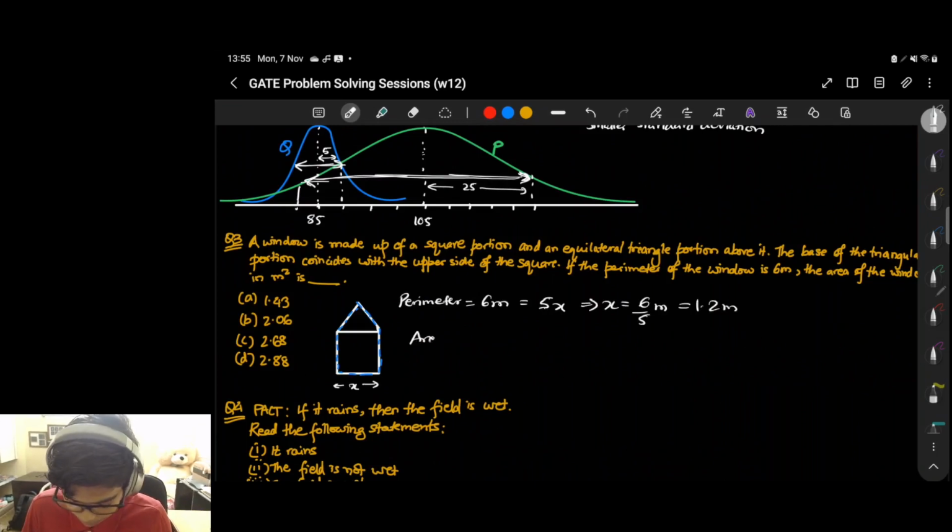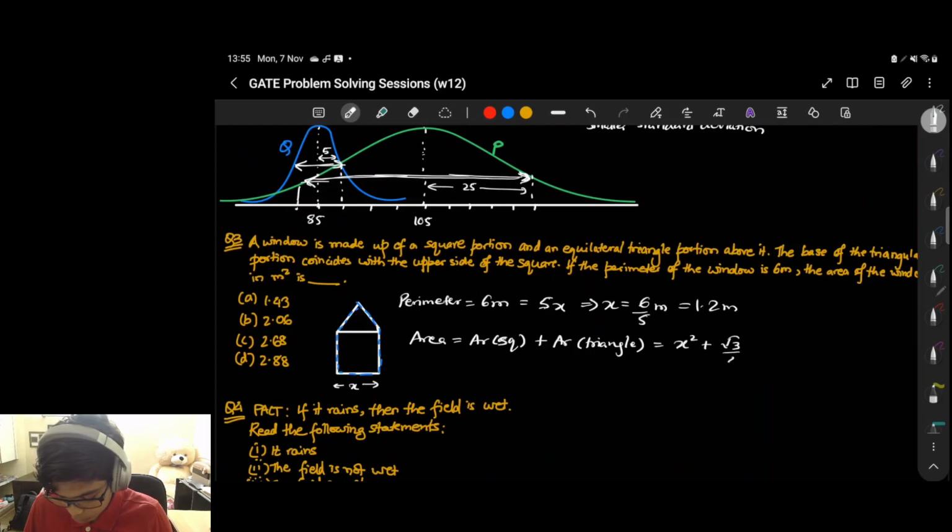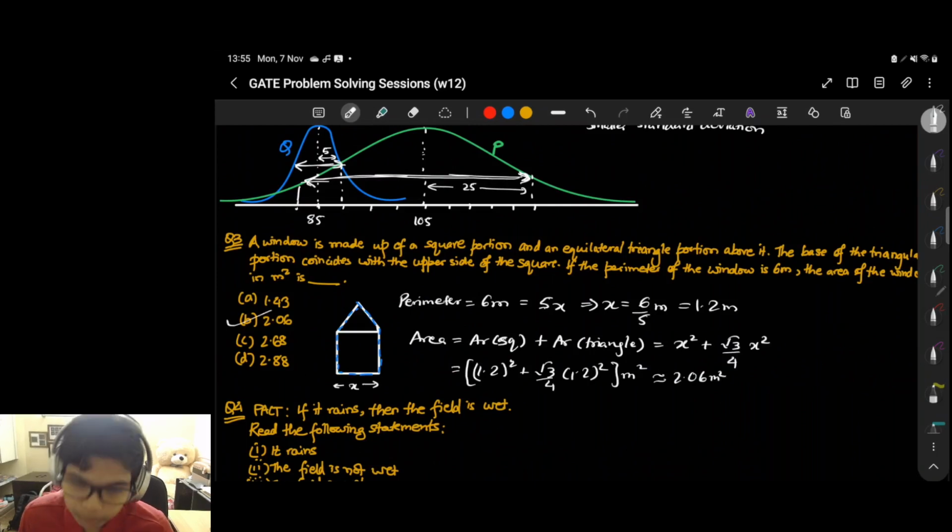So the area is the area of the square plus the area of the triangle. The area of the square is x squared, and the area of an equilateral triangle is root 3 by 4 x squared. So this is 1.2 squared plus root 3 by 4 times 1.2 squared, in meter squared. And this comes out to be approximately 2.06 meter squared. So option B.